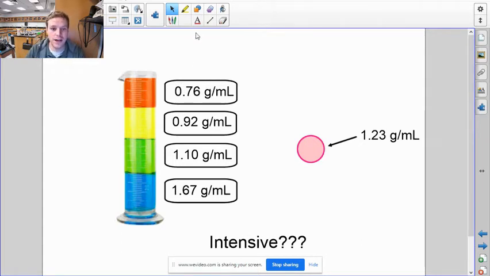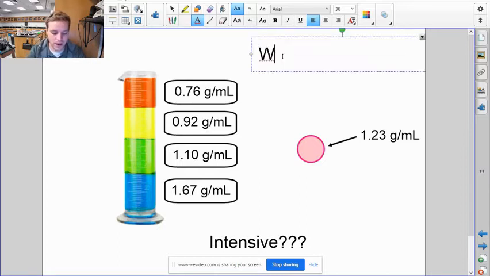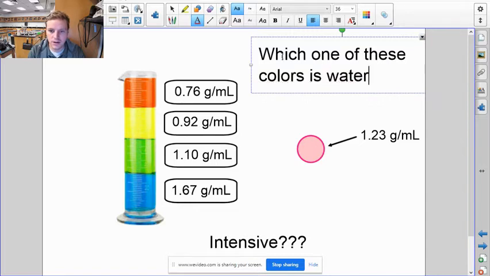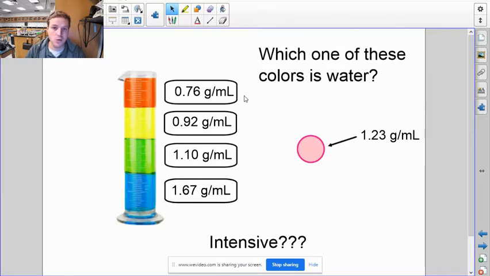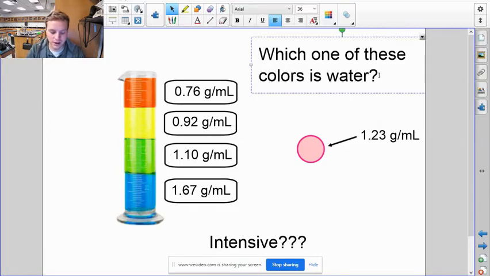Another follow-up question I asked people was, okay, which one of these colors is water? So I asked people, blue, green, yellow, or red, which one is water? And this is a trick question because if you think about it, water's density is 1.00. None of these have a density of 1.00, so that means none of these are water. So I was kind of double checking to see, number one, if you knew the density of water, and number two, if you could compare that to these and be like, okay, water must not be in here. It's a trick question. So the answer to that was none.